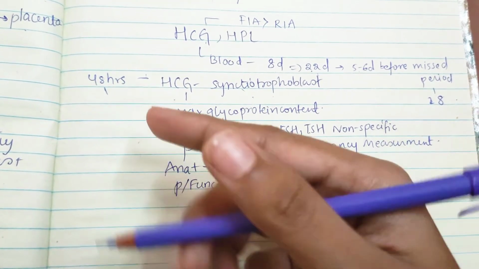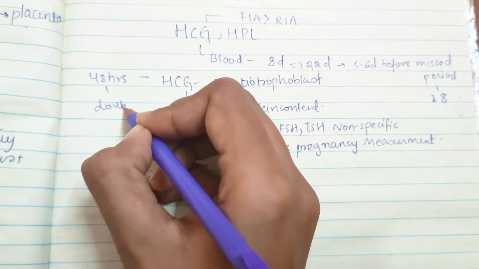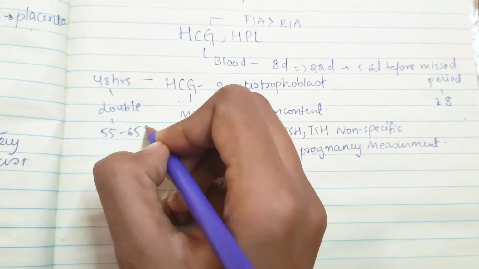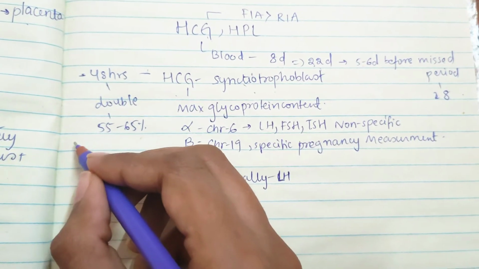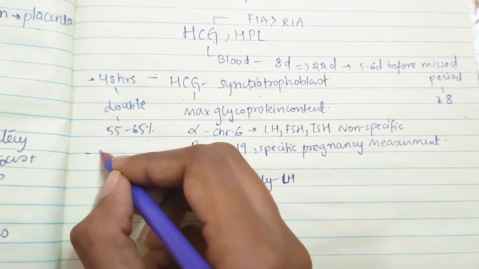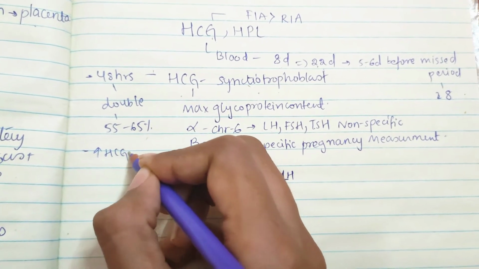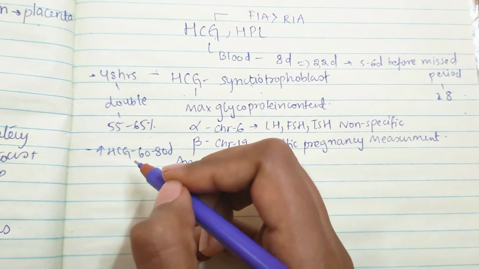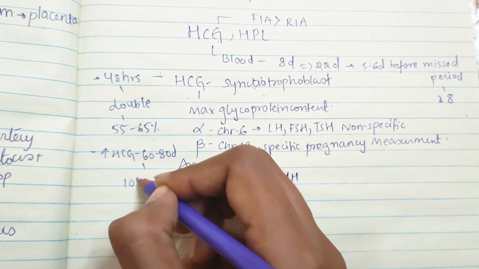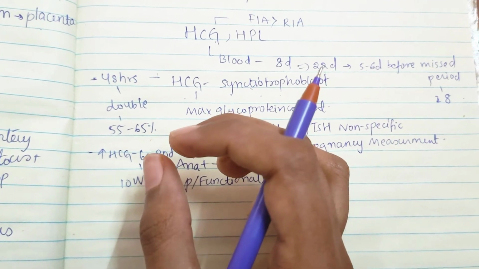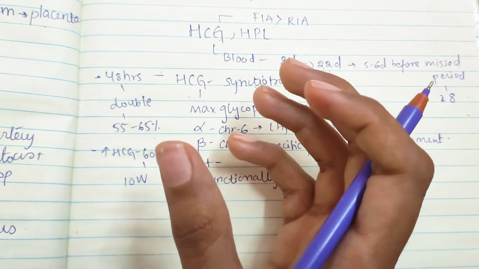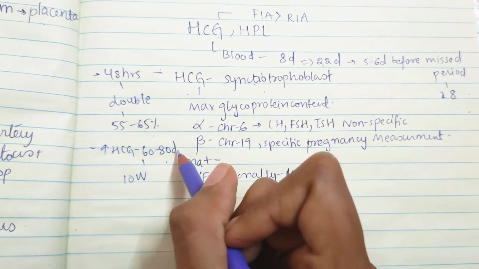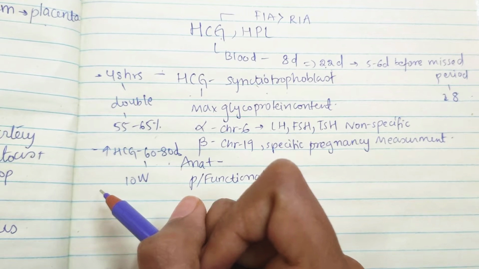It will nearly double every 48 hours, with an increase of about 55 to 65%. Next, coming to maximum HCG values. Maximum HCG values you can see by the time of 60 to 80 days, which is nothing but the 10th week. In the 10th week after fertilization, that is 60 to 80 days according to the menstrual cycle, you can see maximum HCG in the blood.